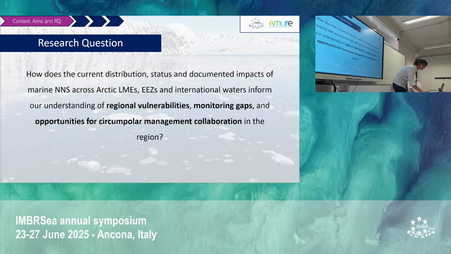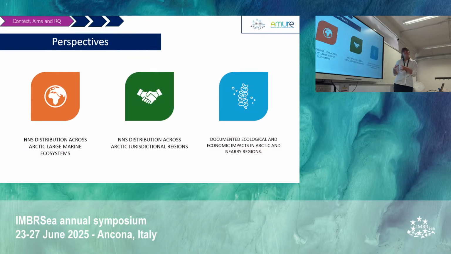So, to simplify, the hypothesis is that by looking at our data through these 3 lenses I'm going to talk about today, which are distributions across large marine ecosystems, distributions across the Arctic jurisdictional regions, and what we have from documented ecological and economic impacts in the Arctic and nearby regions, we may be able to combine the findings and thereby uncover some new trends.